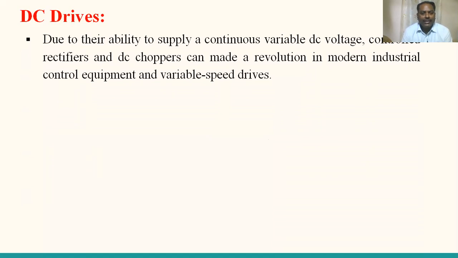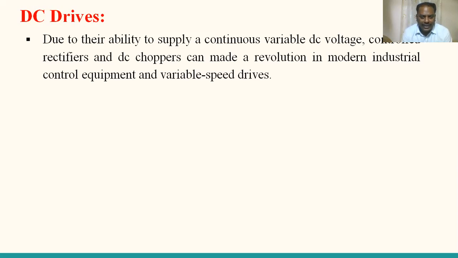Already we discussed that in olden days, particularly when variable speed drives were required, we directly approached the DC drives. The speed control of DC drives is very good and very accurate. That is the reason DC drives are preferable for variable speed drives, because of the continuous variable voltage available in the armature control method. Due to their ability to supply a continuous variable DC voltage, controlled rectifiers and DC choppers made a revolution in modern industrial control equipment and variable speed drives.